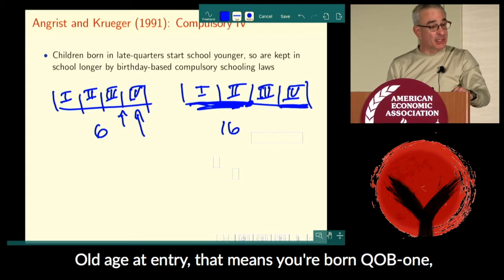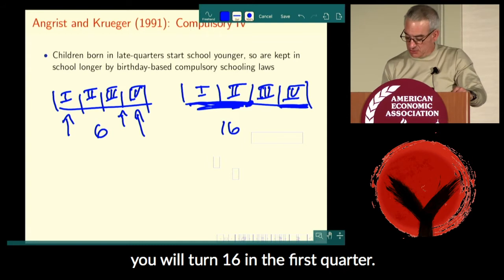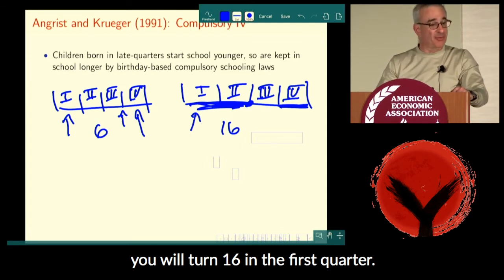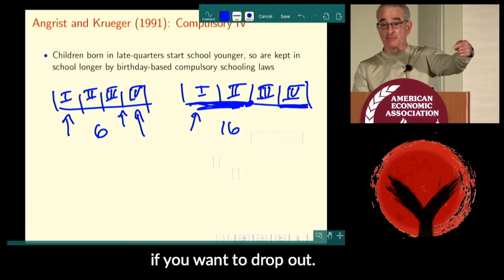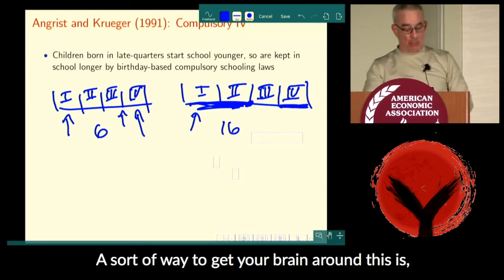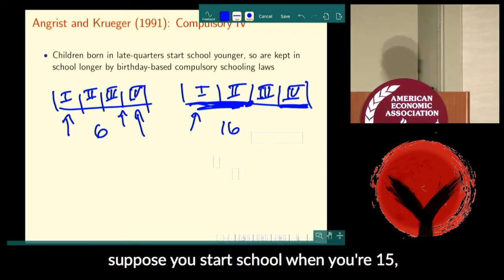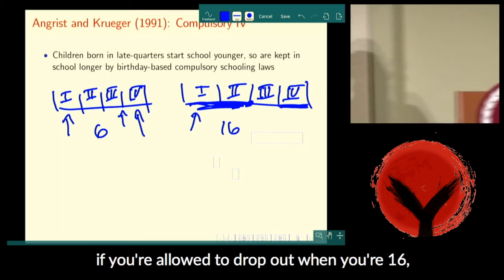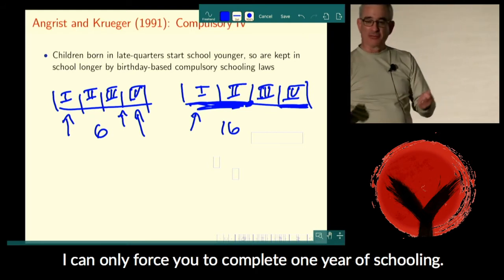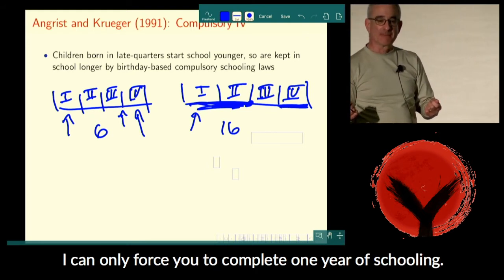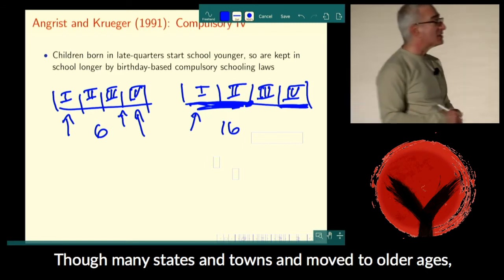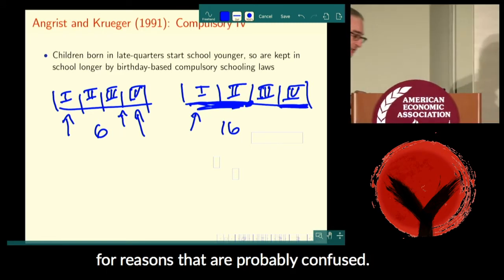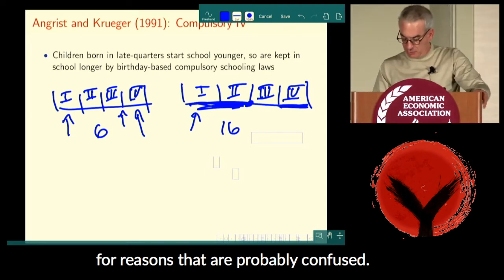Old age at entry, that means you're born QOB1, you will turn 16 in the first quarter. You won't even finish 10th grade if you want to drop out, okay? A way to get your brain around this is, suppose you start school when you're 15. If you're allowed to drop out when you're 16, I can only force you to complete 1 year of schooling, okay? So that's an exaggerated version of it, right? Though many states and towns have moved to older ages for reasons that are probably confused, okay?